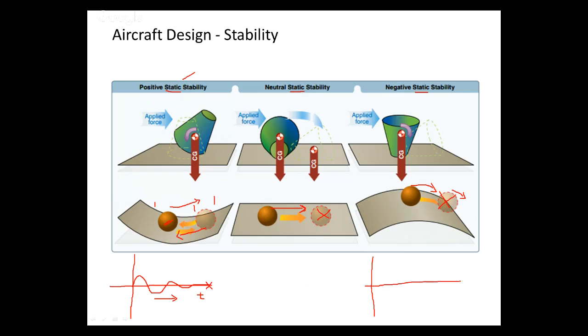The opposite of that, as you might be able to guess, is negative. You push the ball and it continues to go out of control further away from the ramp. And neutral dynamic stability doesn't really exist because there's no time. Time doesn't really matter. It moves and it stays.